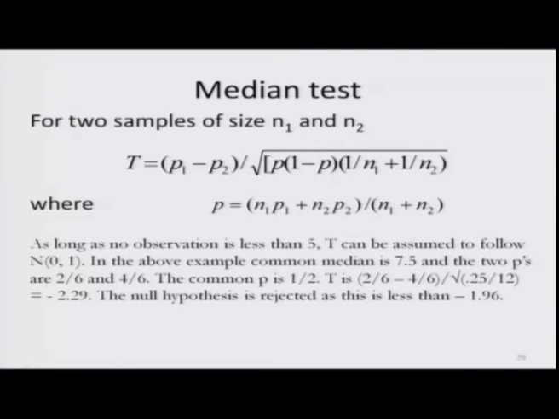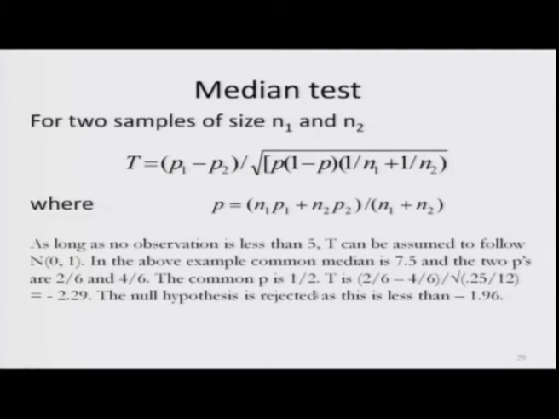If they are independent, and as long as no observation is less than 5, T can be assumed to follow the normal distribution with mean 0 and variance unity. In the above example, the common median is 7.5 and the two P's are 2 by 6 and 4 by 6. In the example which I have just shown, there are two observations above the median in the first group and 4 observations above the median of the pooled data in the second group.